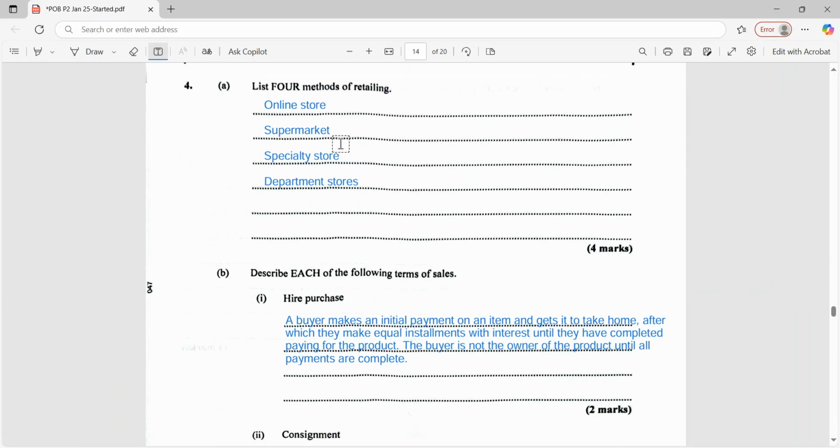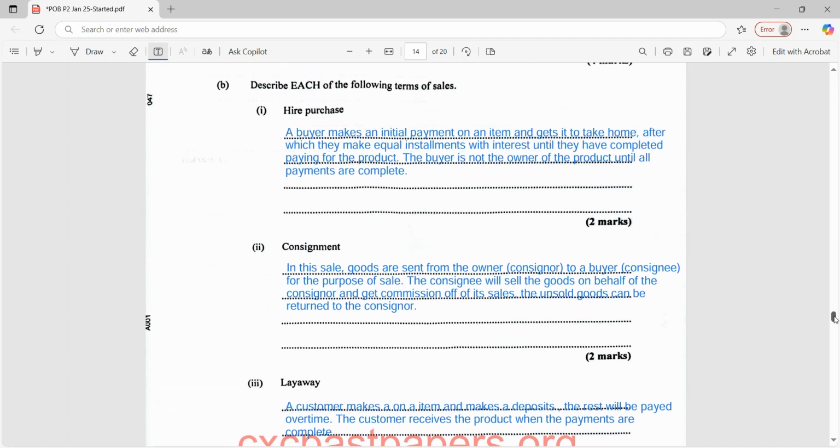All right, question 4. List 4 methods of retailing. We have online stores, supermarket, specialty store, and department stores. Describe each of the following terms of sales. Well, the first one being hire purchase. Now, hire purchase is when a buyer makes a down payment or an initial payment. Sometimes they call it a deposit on an item, and they get the item to go home with. After that, they make equal installments with interest until they have finished paying for the product.